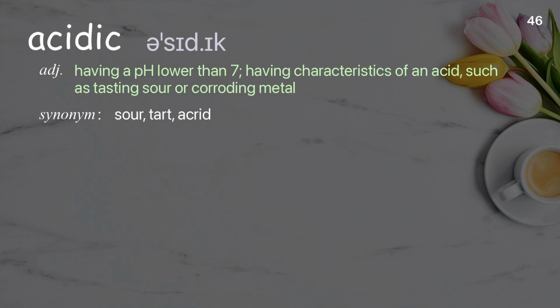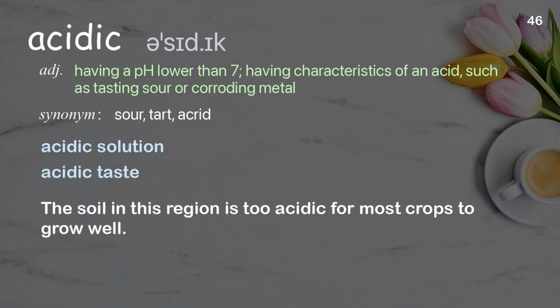Acidic. Having a pH lower than 7, having characteristics of an acid, such as tasting sour or corroding metal. Examples: Acidic solution. Acidic taste. The soil in this region is too acidic for most crops to grow well.